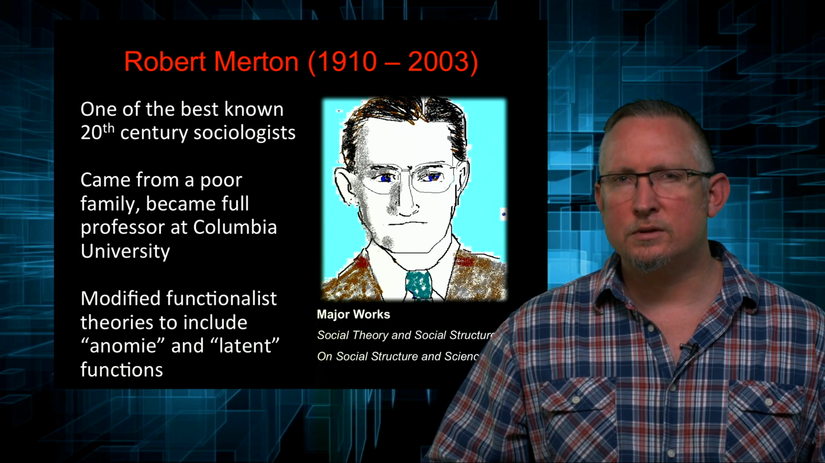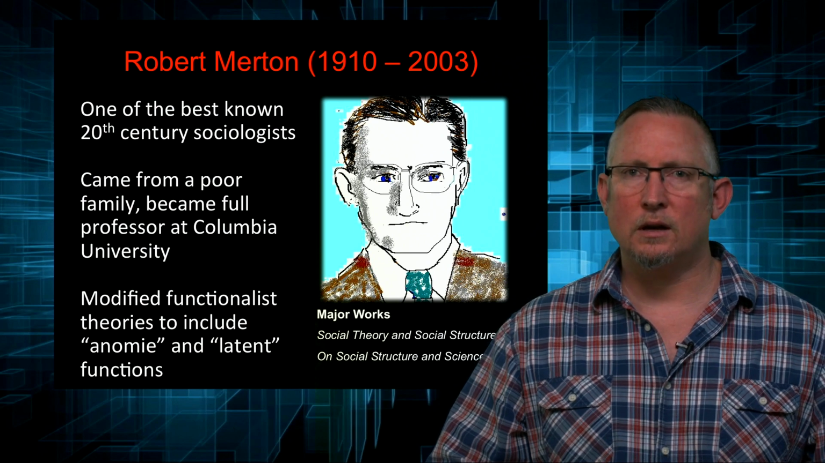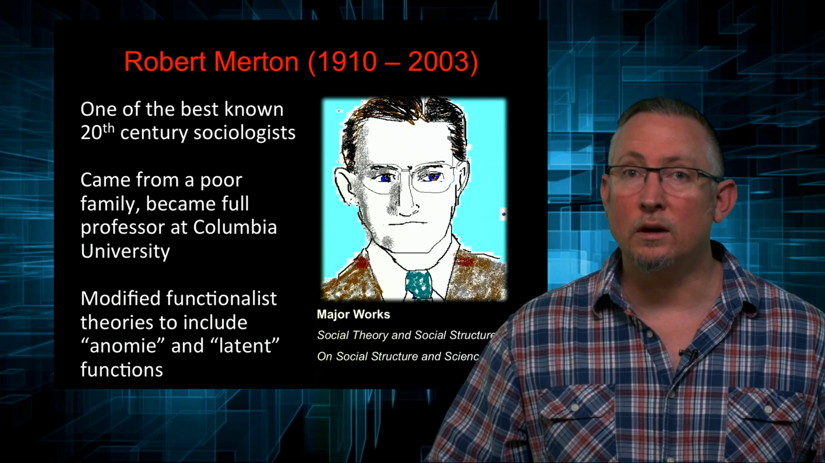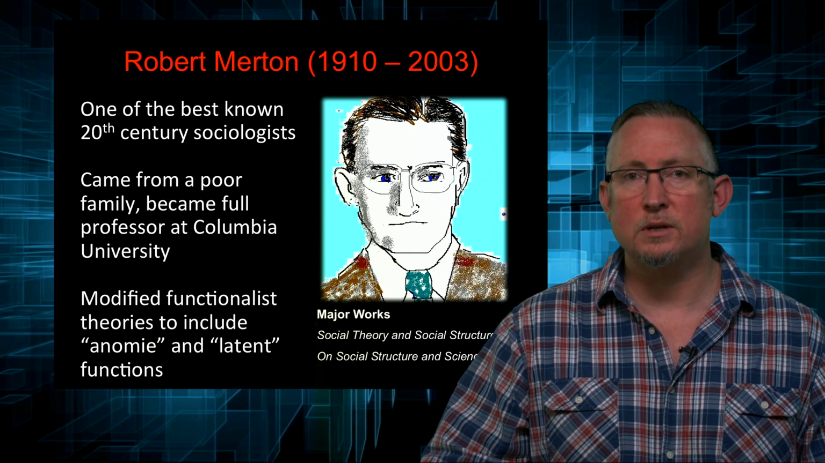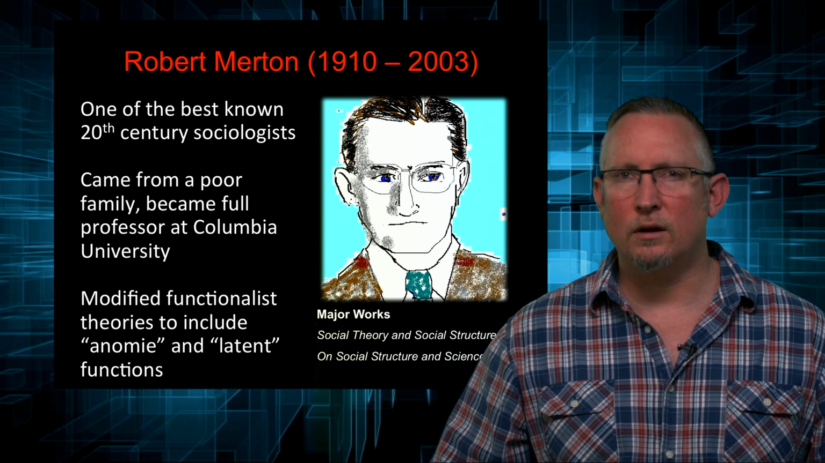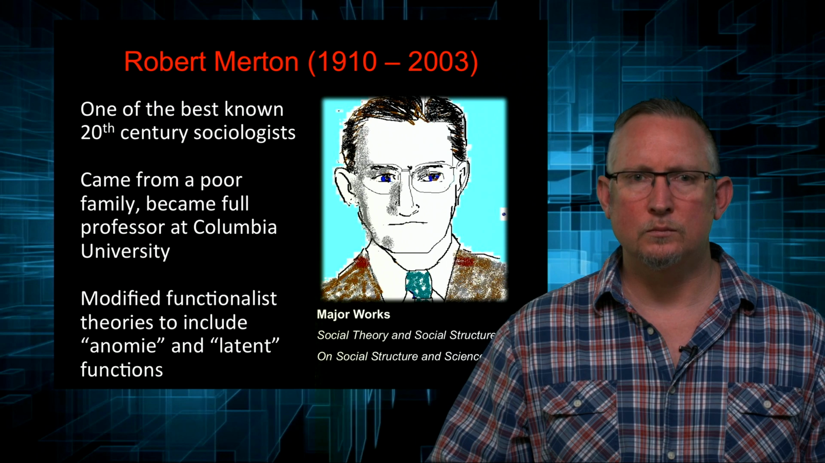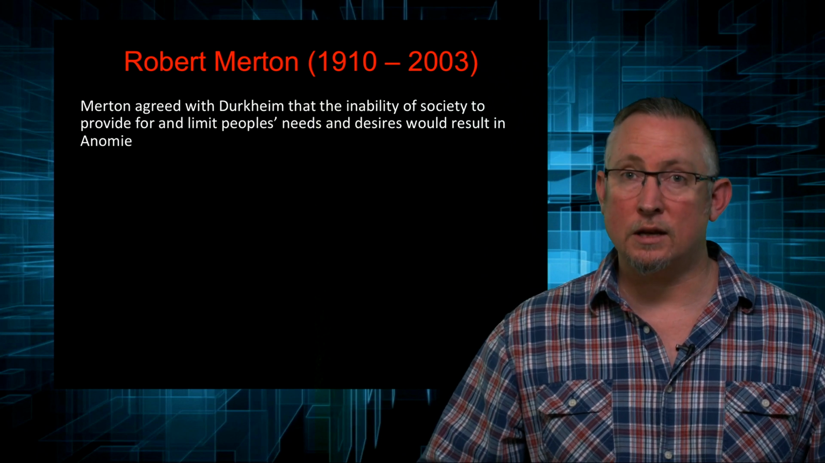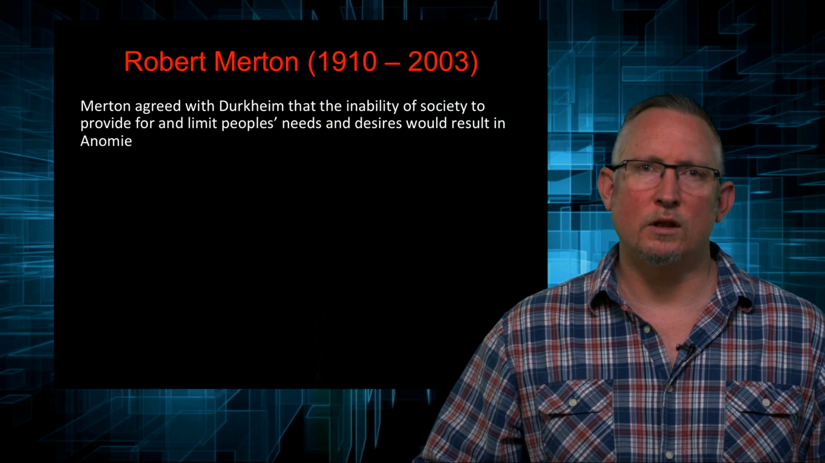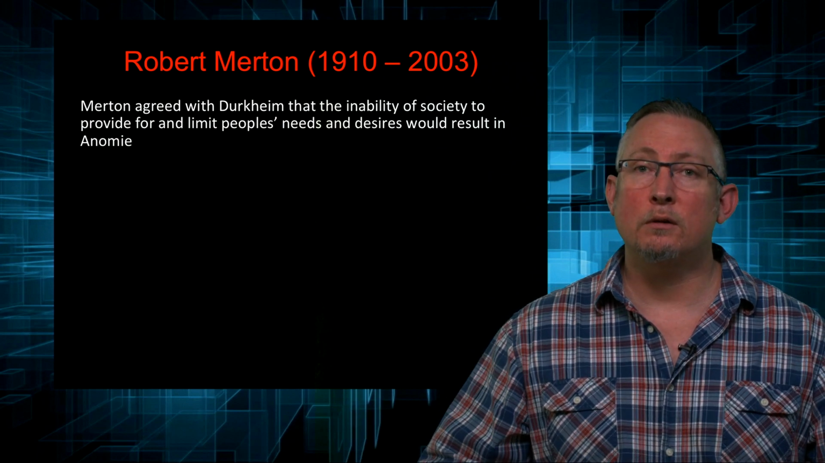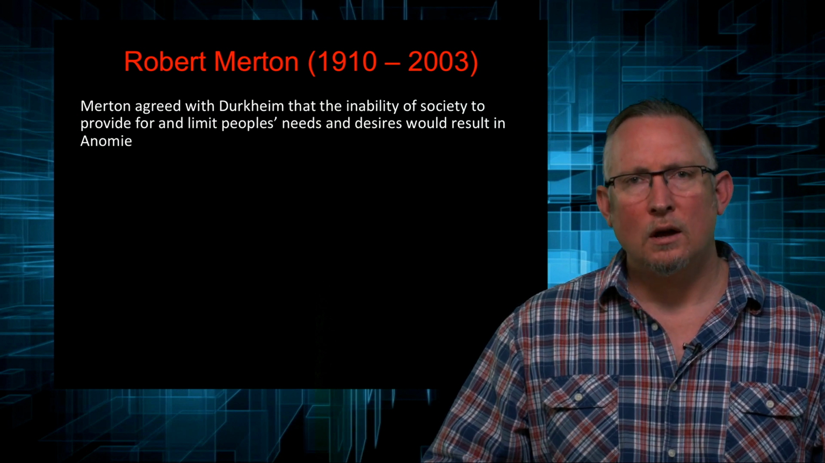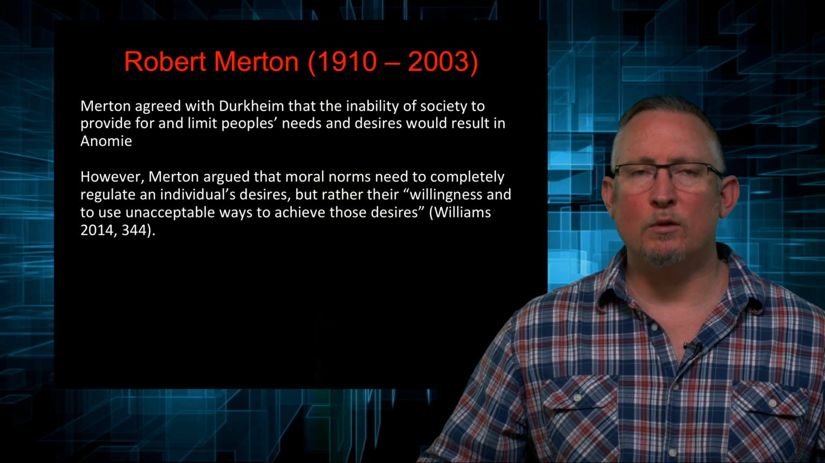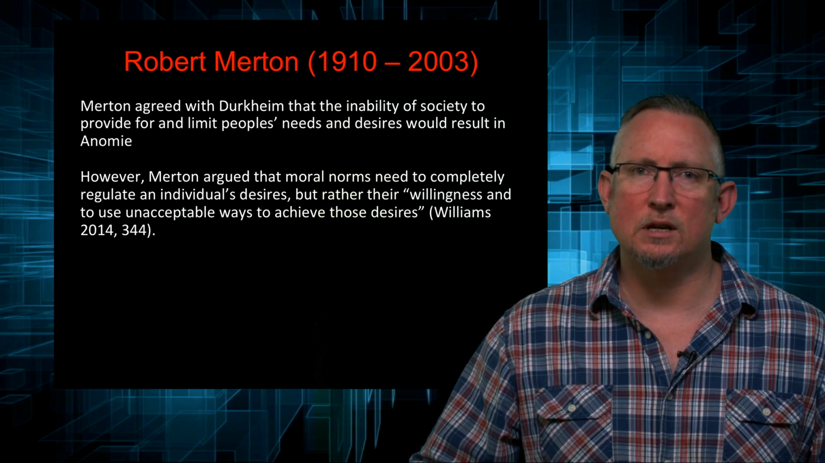And he made significant contributions to sociology, some of which we won't look at today, his introduction of latent functions, for example, and some of which we will look at today in terms of his notion of anomy, which he borrowed from Durkheim, but then modified substantially to create this mid-level theory of criminal offending. So Merton agreed with Durkheim's notion of anomy that we just looked at in the last lecture, that the inability of society to provide for and limit people's needs and desires would result in anomy. If people have desires or goals and society can't fulfill them in legitimate ways, this creates a sense of anomy or normlessness.